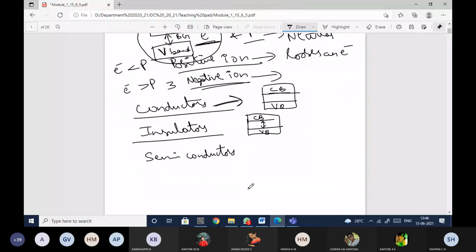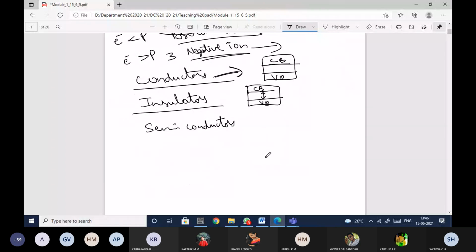I'm sorry for the inconvenience. So let me just continue. Insulators: the band gap will be very high, which means that there are no free electrons to conduct. That is the reason they are said to be insulators.